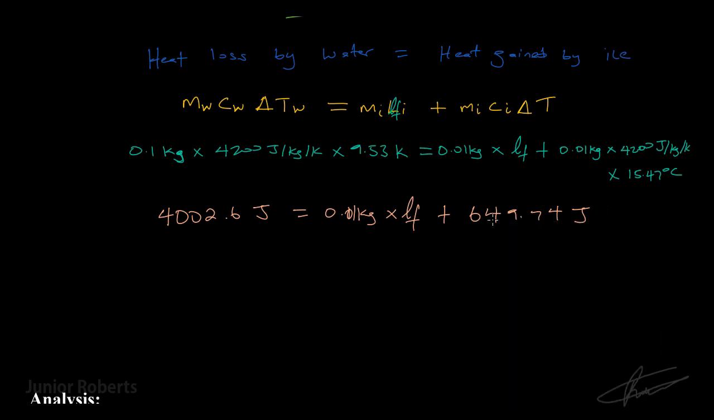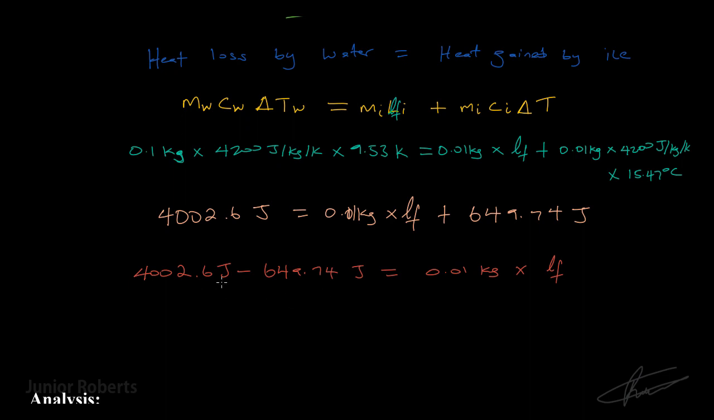Now, to further simplify, we take this over, so we subtract 649.74 from both sides. So we have 4,002.6 joules minus 649.74 joules, and that is equal to 0.01 kilograms multiplied by the latent heat of fusion of ice, which is what we're interested in.